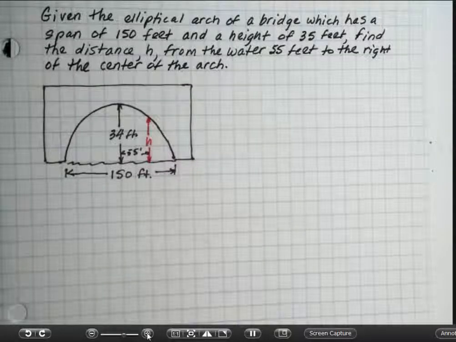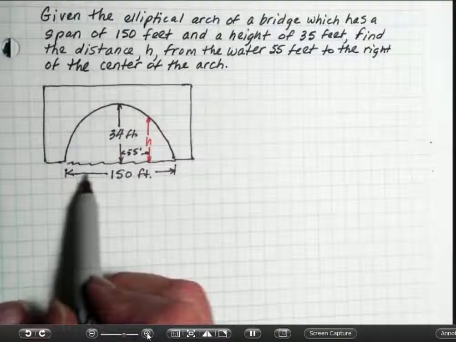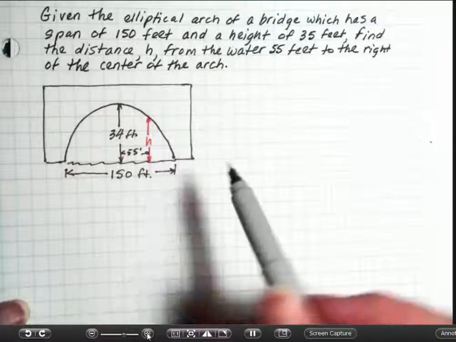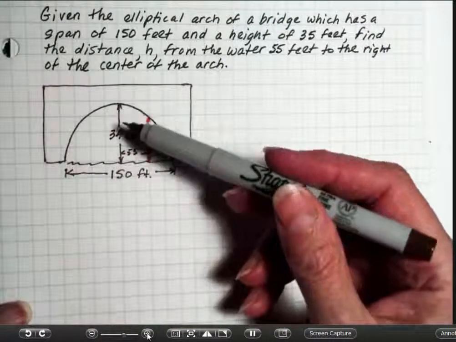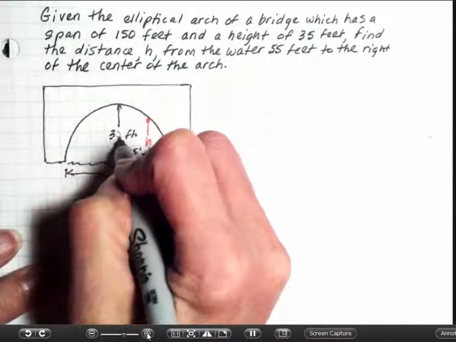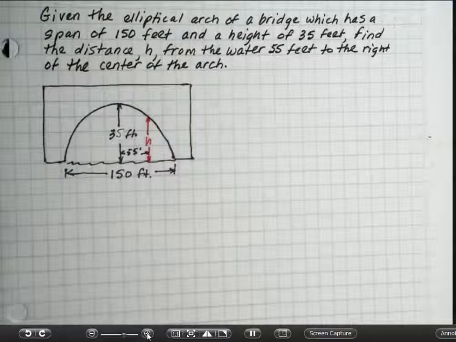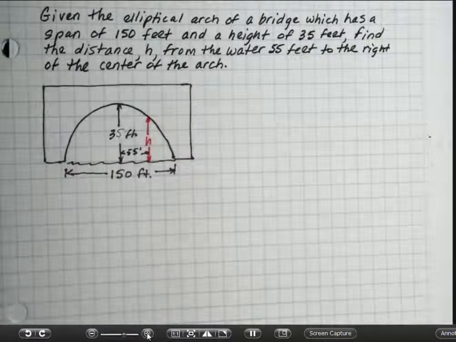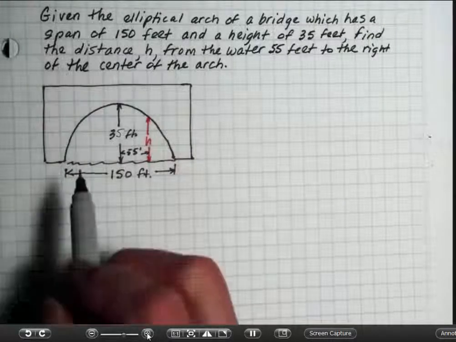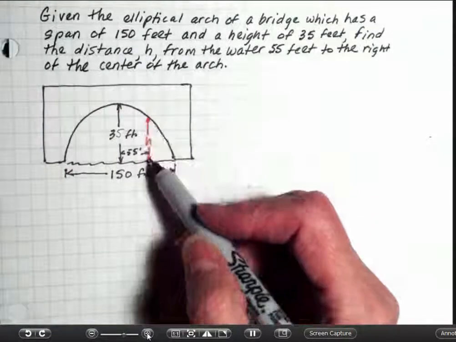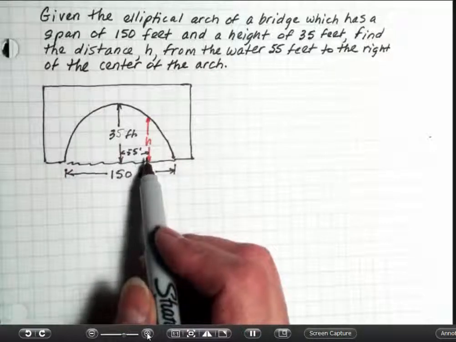We're given an elliptical arch of a bridge which has a span of 150 feet and a height of 35 feet. We're supposed to find the distance h from the water, 55 feet to the right of the center of the arch.